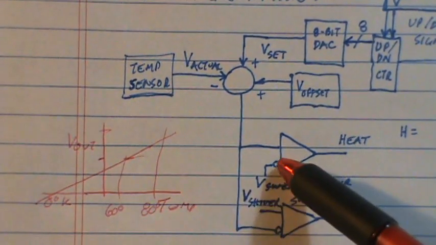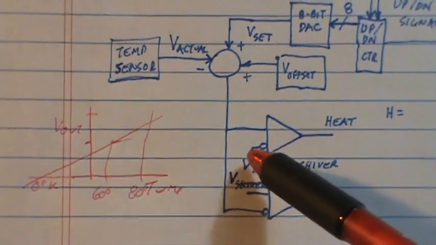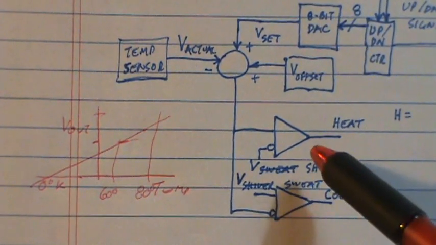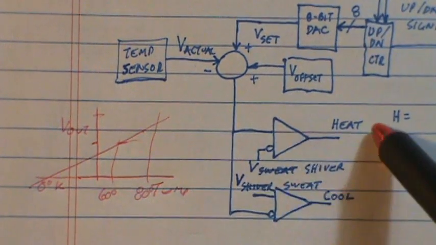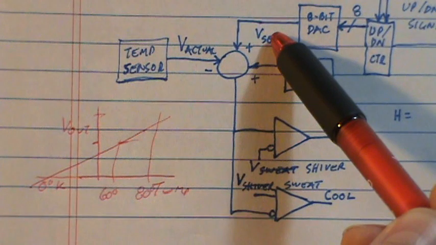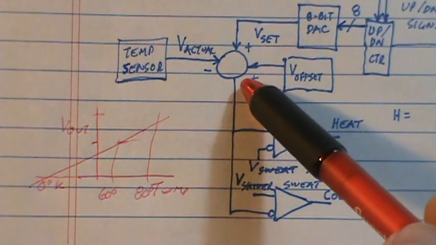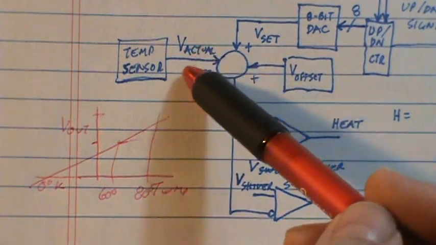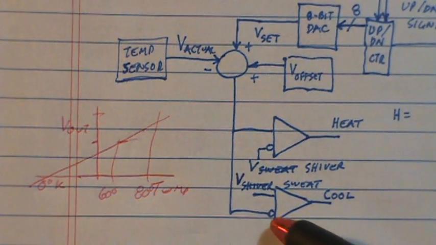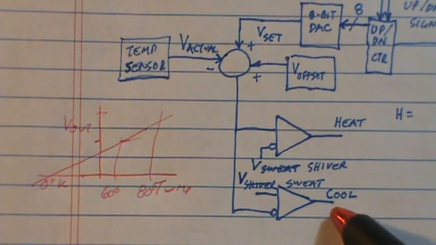So I might compare this, using a comparator, to 0, or I might compare it to some offset that says how long I want to shiver before I turn this thing on. And that would turn on the heat. And if my actual temperature is higher than my set point, so that what comes out of here is negative, that says it's too hot. My actual is higher than set. So if that makes it negative, then I bring this into the negative side of a comparator and say it's time to turn on the cooling.